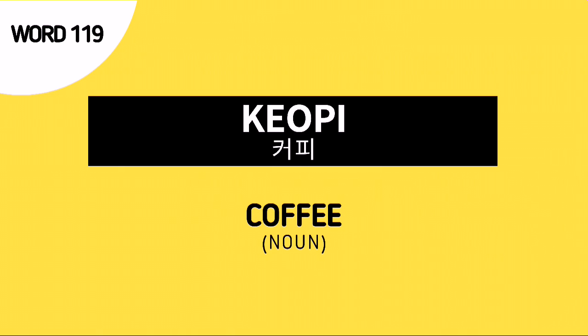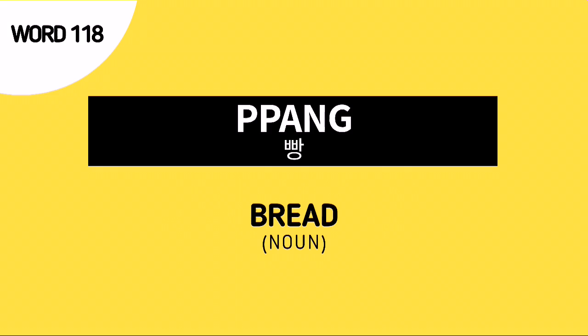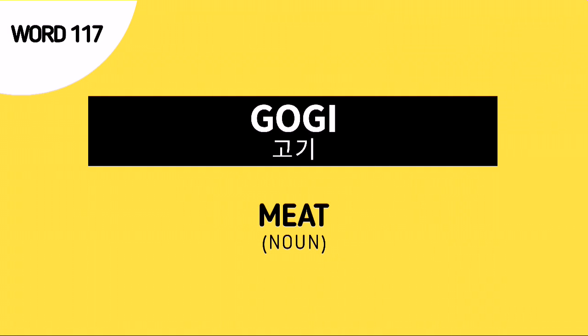Word number 119 is koppi, and this is the Korean noun for coffee. Word number 118 is pang, and this is the Korean noun for bread. Word number 117 is gogi, and this is the Korean noun for meat.